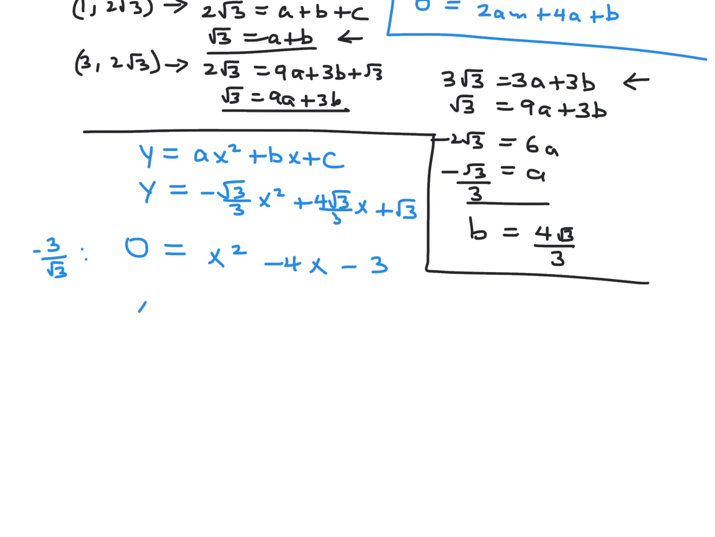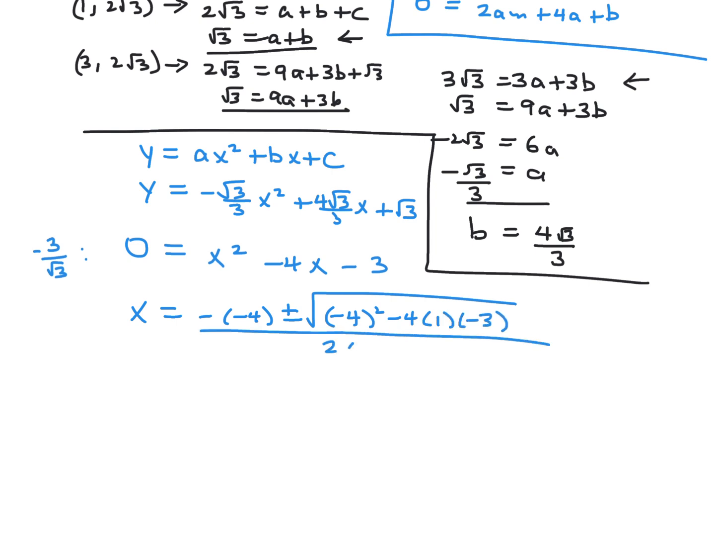And then I think we have to do a quadratic, unfortunately. So minus b plus or minus the square root of b squared minus 4ac all over 2a. And this gives me 4 plus or minus, what's that, 16 plus 12, so 28. Root 28 is 4 times 7, so 2 root 7 all over 2. So that's basically 2 plus or minus root 7.